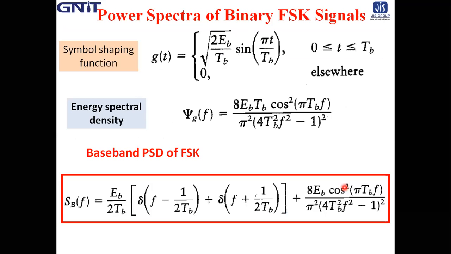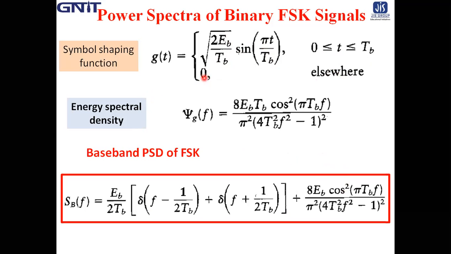And we assume that symbols 1 and 0 in the random binary wave at the modulator input are equally likely, and that the symbols transmitted in adjacent time slots are statistically independent. Therefore, the symbol shaping function g(t) is defined as square root of 2EB by TB sin(pi t by TB), where t belongs to 0 to TB, elsewhere it is 0.